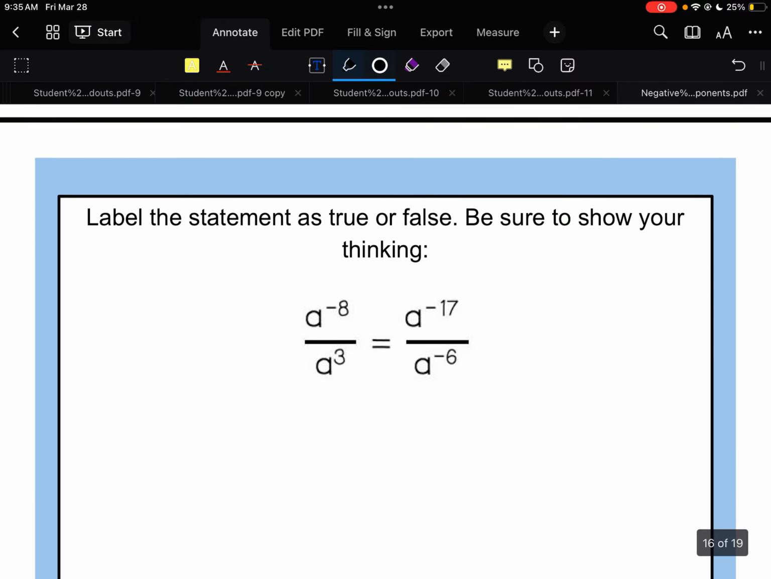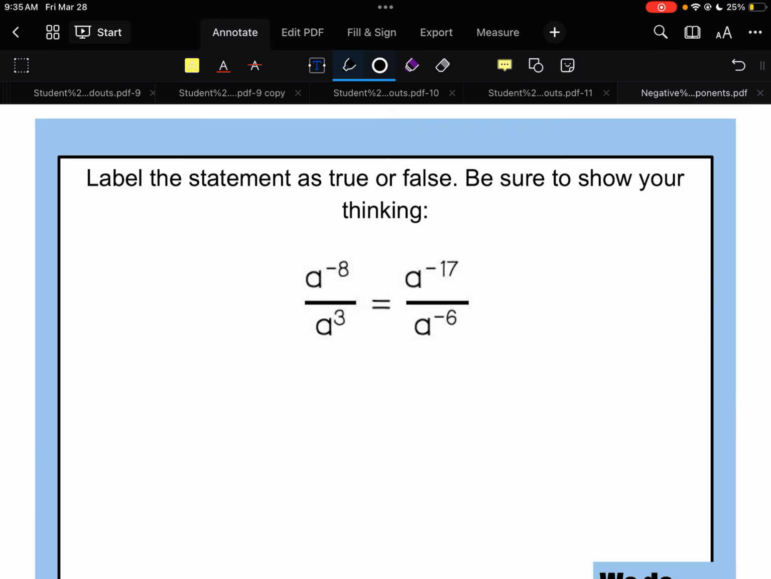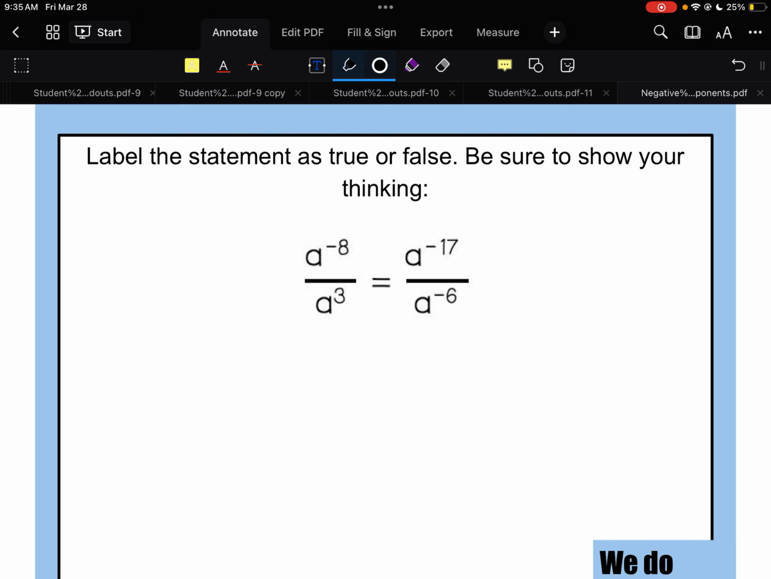So again, pause and try and figure this one out, and then check your answer. Negative 8 minus negative 3 is going to be, A is equal to negative 11. And then negative 17 plus negative 6 would be A is equal to negative 23. So this one would not be equal. So this one would be false as well.